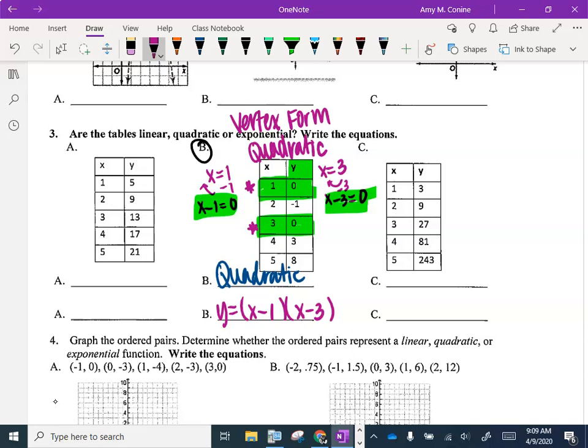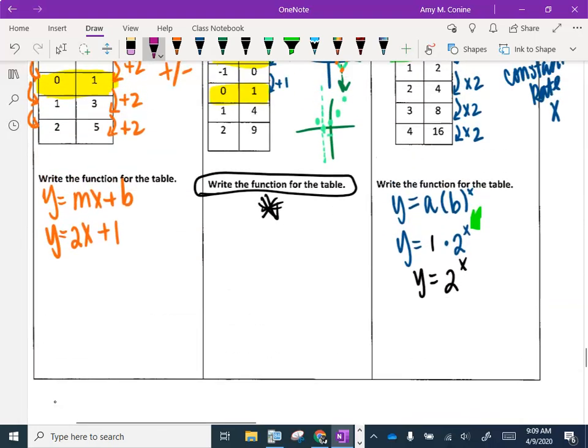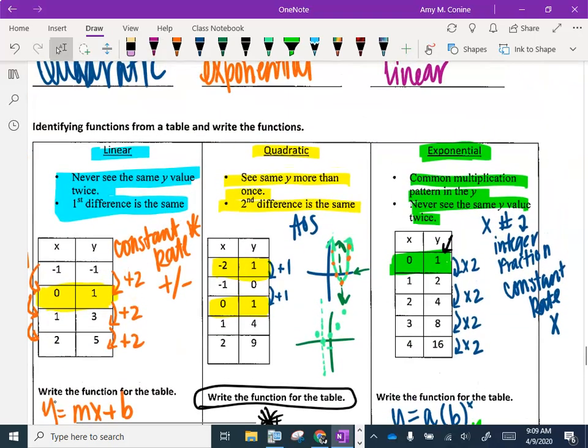Okay, so we took one of your homework problems and we took care of that. All right, I don't anticipate you having to do a lot with B, but you should see it. You should know it. All right, but that is the difference between linear, quadratic, and exponential. So those are the three that we've talked about so far this year. So make sure you understand the differences between those.